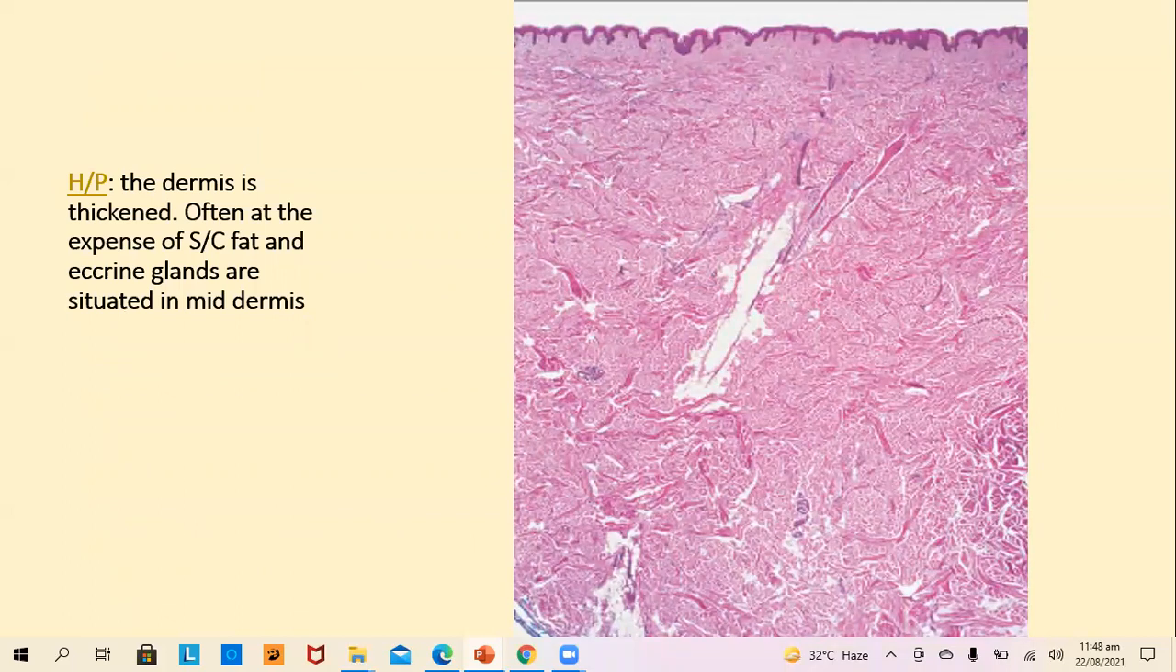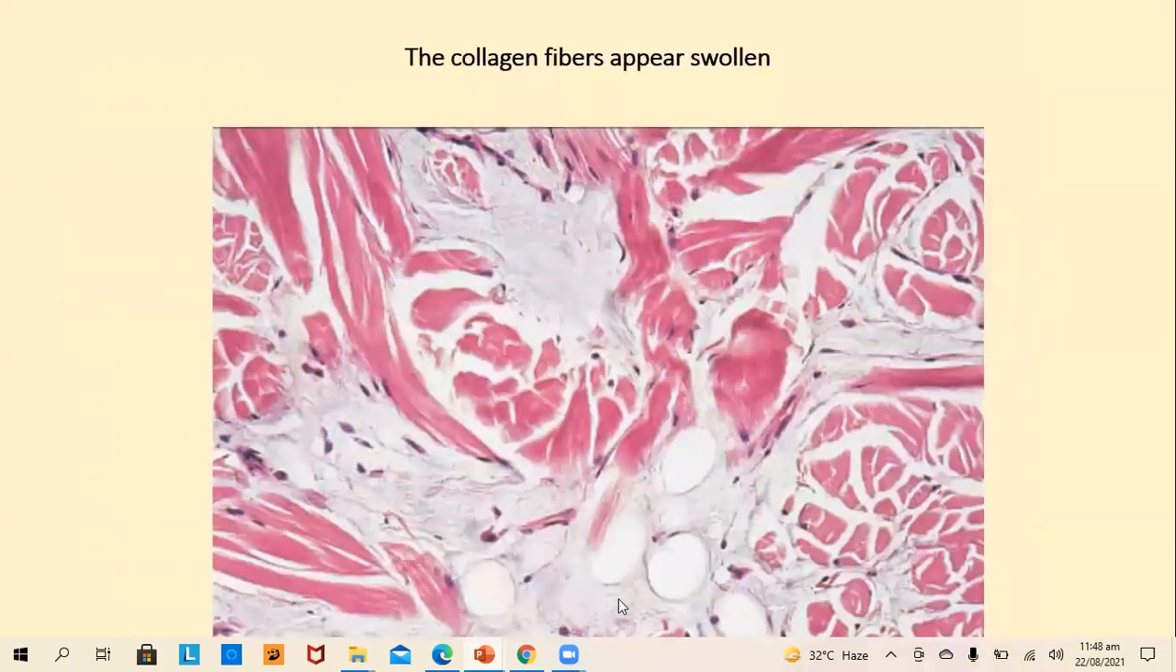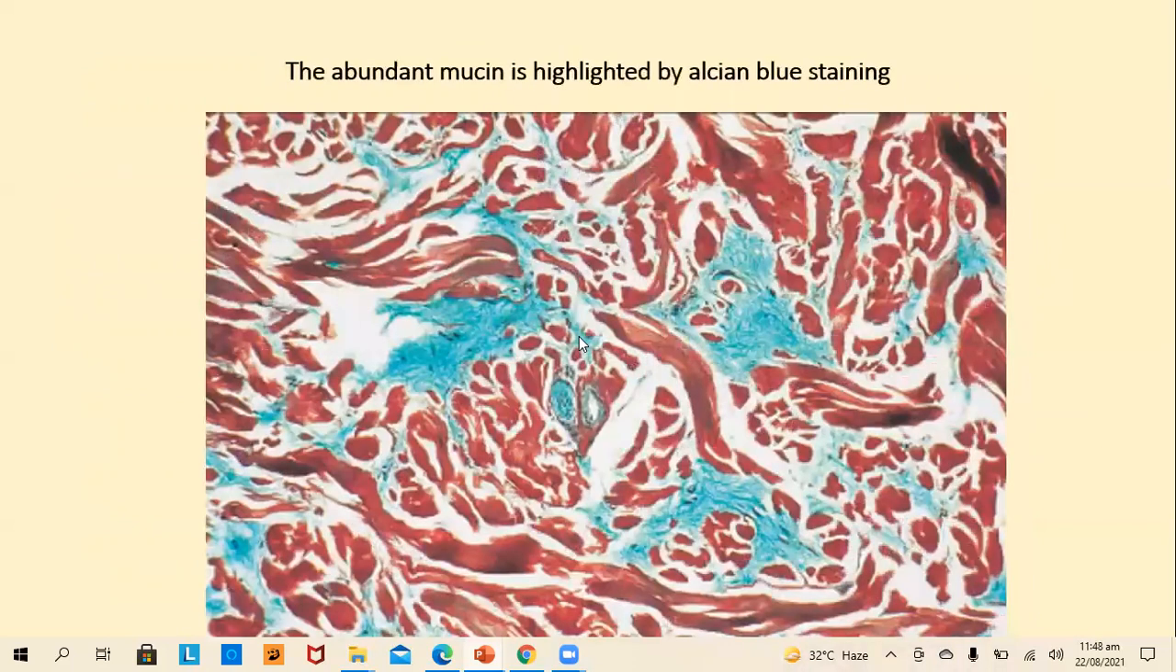Histopathology shows thickened dermis, often at the expense of subcutaneous fat, and eccrine glands are seen situated in the mid-dermis. These are the eccrine glands. They should be present at the lower 1/3 of the dermis. Collagen fibers appear swollen, and abundant mucin is seen, which is highlighted by Alcian blue stain.